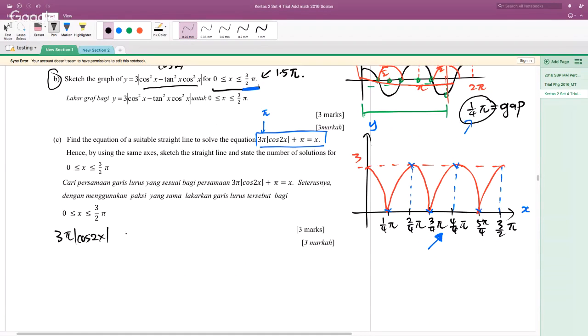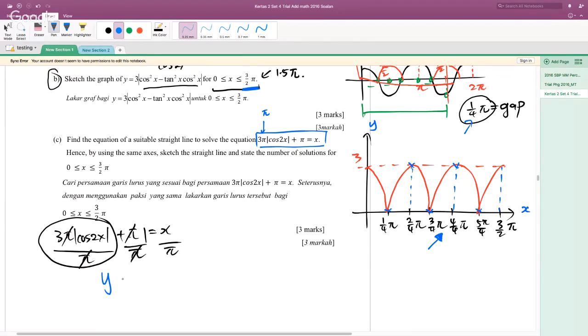So I will basically divide the whole equation by pi. You can see I divided by pi here, here, and here. Pi and pi simplify, and I'm left with 1. So after simplifying, this is exactly the y, isn't it? 3 modulus cos 2x becomes y, and then plus 1 equals x over pi. So y basically equals x over pi minus 1.